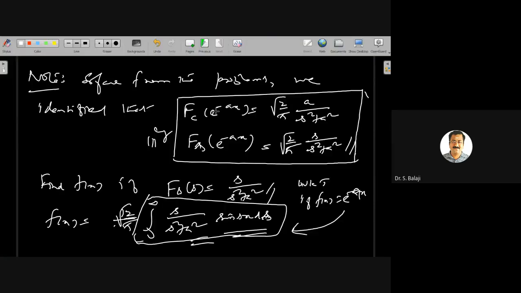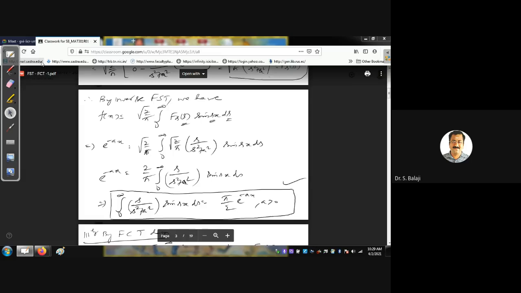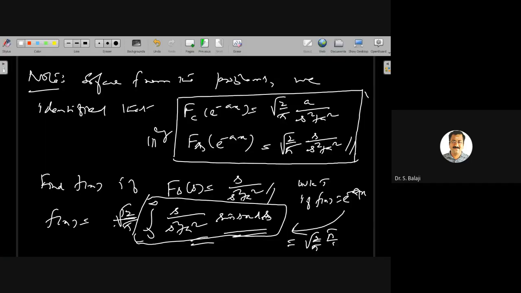We know that if f of x equals e power minus ax, then its Fourier sine transform is s by s square plus a square. From this, for the inverse we need root of pi by 2. By yesterday's idea, this integral is pi by 2 e power minus ax, so it will be root of pi by 2 e power minus ax. That is your answer.